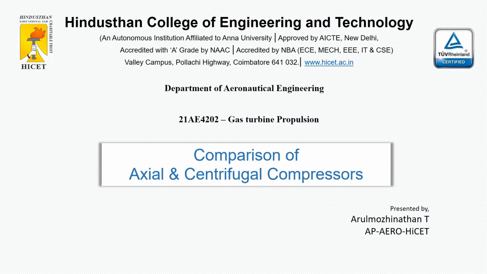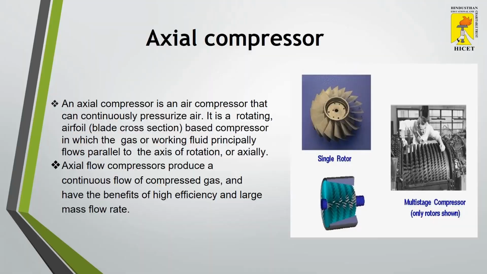In this session, we are going to see comparison of axial and centrifugal compressors. Axial compressor is an air compressor that can continuously pressurize air by rotating its blades. The gas or the working fluid flows in a parallel direction to the axis of rotation. Hence, it is known as axial.